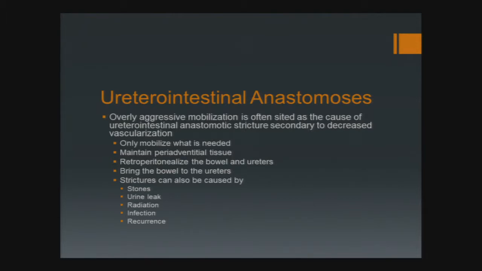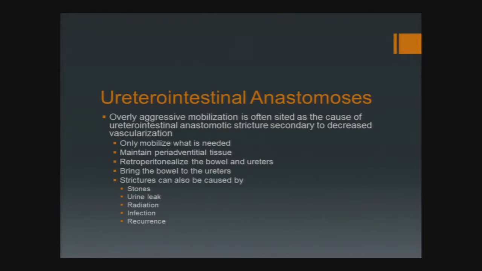Retroperitonealizing the bowel and the ureters can allow us to mobilize less ureter, allowing for a tension-free mucosa-to-mucosa anastomosis with less stripping of the ureter. Bringing the bowels to the ureters, again, allows for more bowel mobilization and less ureteral mobilization to allow for that tension-free anastomosis. There are other things that can cause strictures, though. Stones obviously can cause strictures by both direct injury and then increased inflammation in that area.